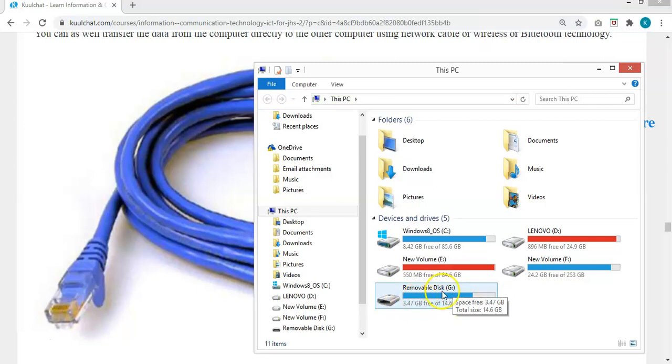Once you insert it and click on it, if you want to transfer a file from the computer, you move to where the file is located on the computer. Then you copy, then you double click on your storage device, then you can paste on the storage device. When you double click, you just open the folder.